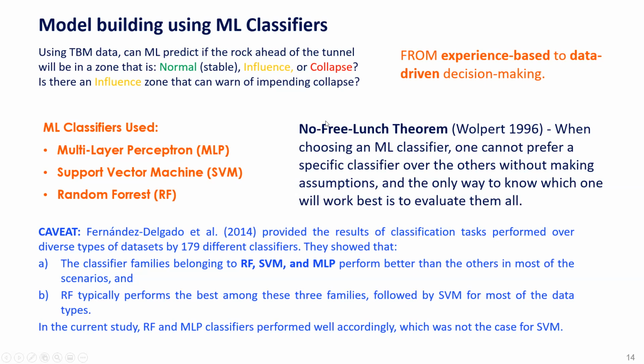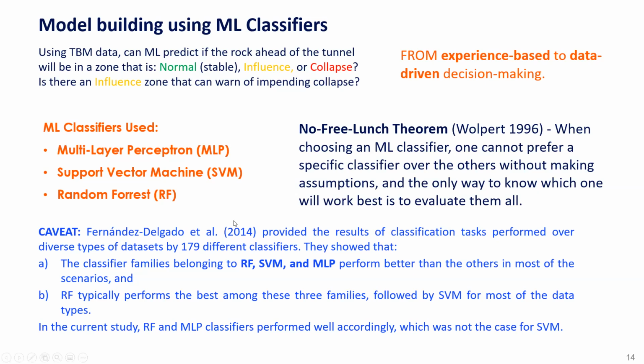Well, first we have to go back to the so-called no free lunch theorem by Wolpert in 1996. Essentially, it says that we cannot pre-decide, we cannot choose an algorithm unless we test it first and see if it will work in our evaluation. We cannot prejudge an algorithm in terms of its performance. The only way forward is to test it. So in other words, as the saying in English goes, the proof of the pudding is in the eating.